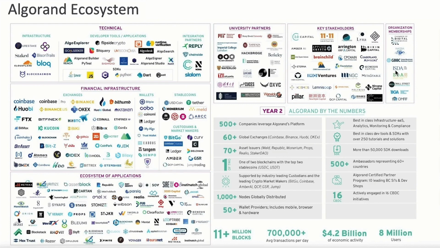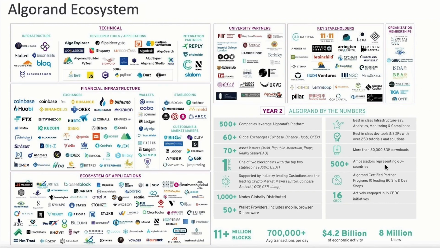We've been around for 2 years, and we've got over 500 companies that leverage the Algorand blockchain performance, and over 60 global exchanges we're on. You'll see Algos listed there. 70 asset issuers. So these are building your assets, or stablecoins is an example of that. We are one of only 2 blockchains with the top 2 stablecoins, USDC and USDT. And there's reasons for this, and we'll go to a few of those when we go over the protocol in the next section.